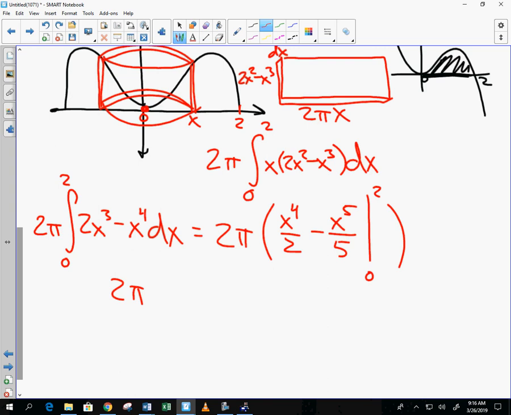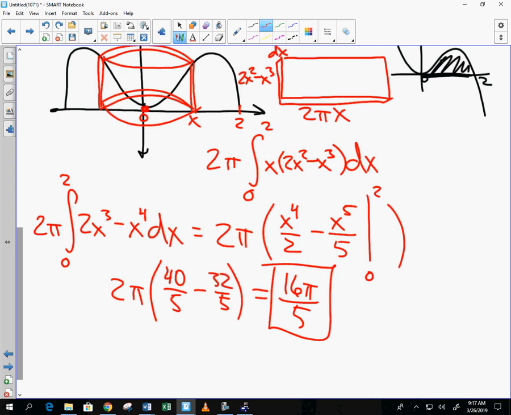All right, we plug in 2, and we get 2 to the 4th is 16 over 2, 8. I'm going to raise 40 over 5. I anticipate that 5 coming up. Darn 5. I got 2 to the 5th, 32 over 5. What's 40 over 5 minus 32 over 5? Times 2 pi. Yes, 16 pi over 5. That a boy. Not even that hard.